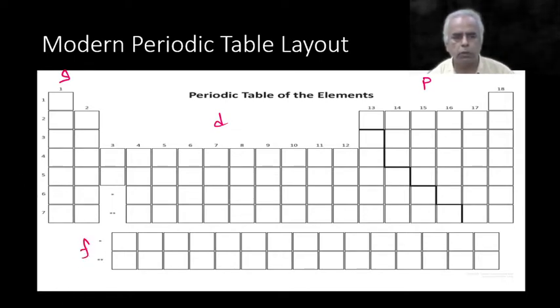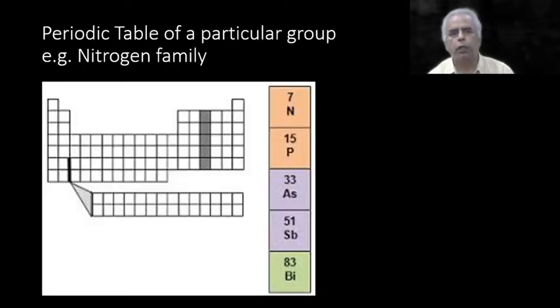And suppose if you are very particular about the nitrogen family, you can highlight that particular group, or you can write here: nitrogen, phosphorus, arsenic, antimony, bismuth. And you should note down the atomic number of nitrogen, the first member of the nitrogen family. Based on that, you can arrive at the atomic number of the remaining members of the nitrogen family.